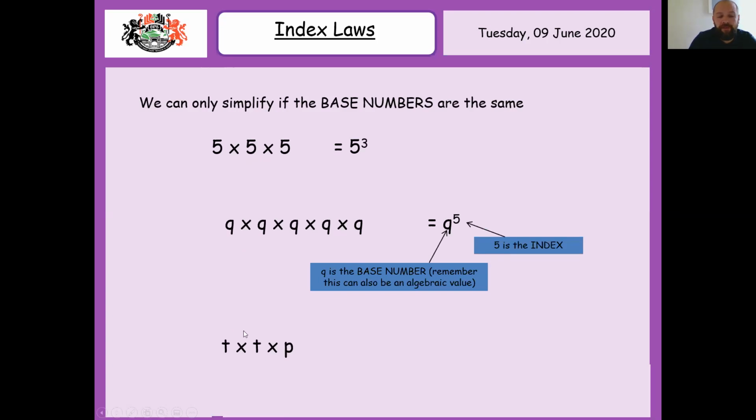But when we've got different base values, we have to deal with them separately. So here we have to deal with the t's, so we'll end up with t squared, and we've also got to multiply by a p. We can't simplify them all together because their base values are different. So we'll end up with t squared times p, which we know in algebra we write without the multiply, so we end up with t squared p. So just be careful, check the base values are the same, and only simplify base values that are the same.